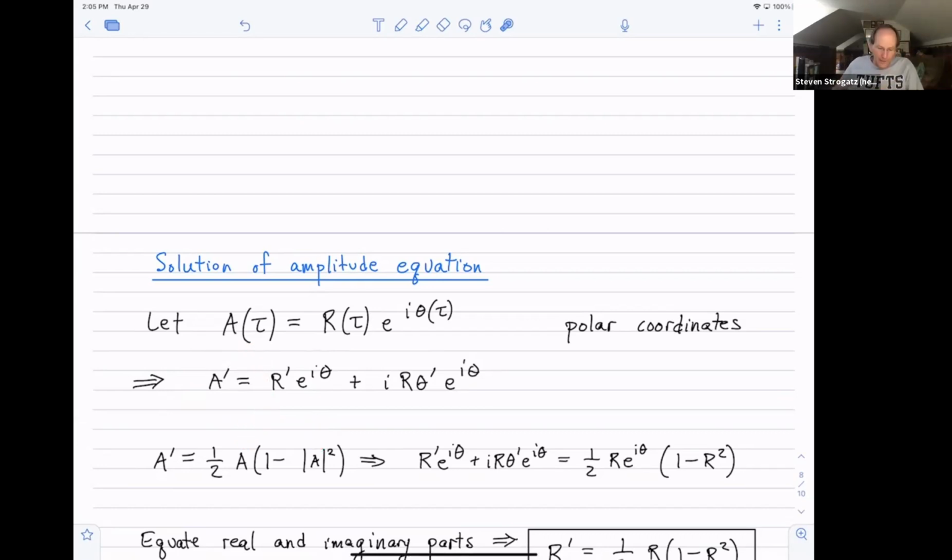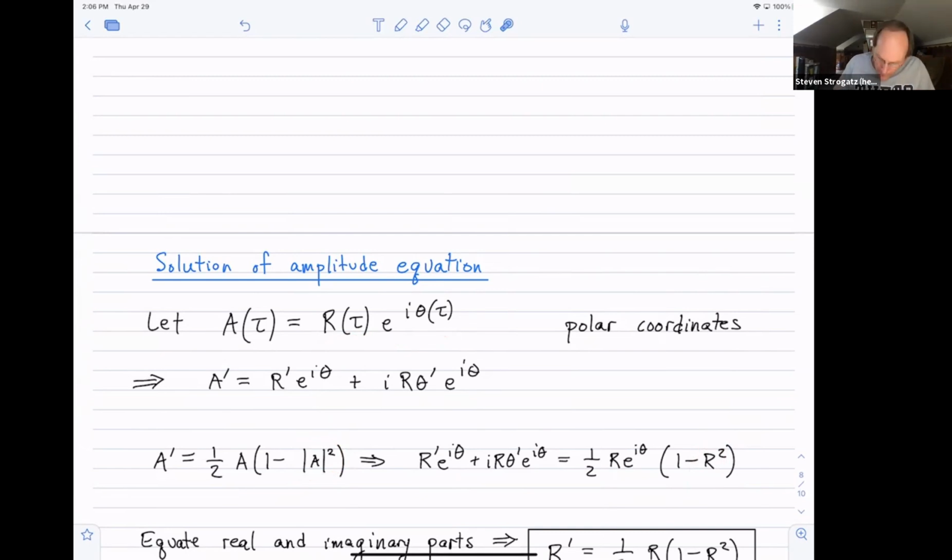And if you do all that, then you get this equation. Notice the convenient aspect that the magnitude of A squared is just R squared, right? Because the magnitude of this A is just R. E to the I theta has magnitude 1, of course. So anyway, we have that.